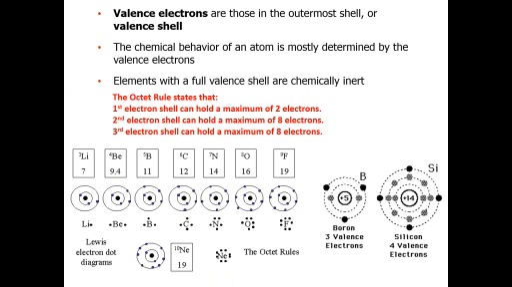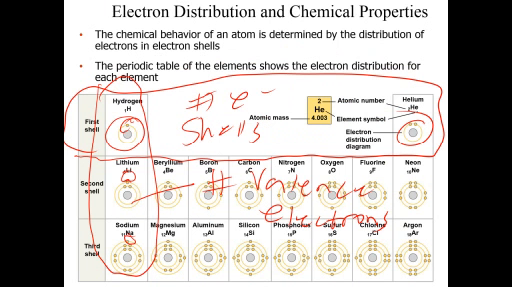Valence electrons are those in the outermost shell, or valence shell. The chemical behavior of an atom is going to be determined by the valence electrons. So going back to the previous slide, notice here, it says that if an element has a full valence shell, it's chemically inert.